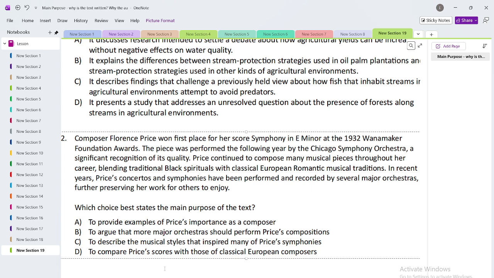So let's go to the answers and see which one is right. Answer A says to provide examples of Price's importance as a composer.